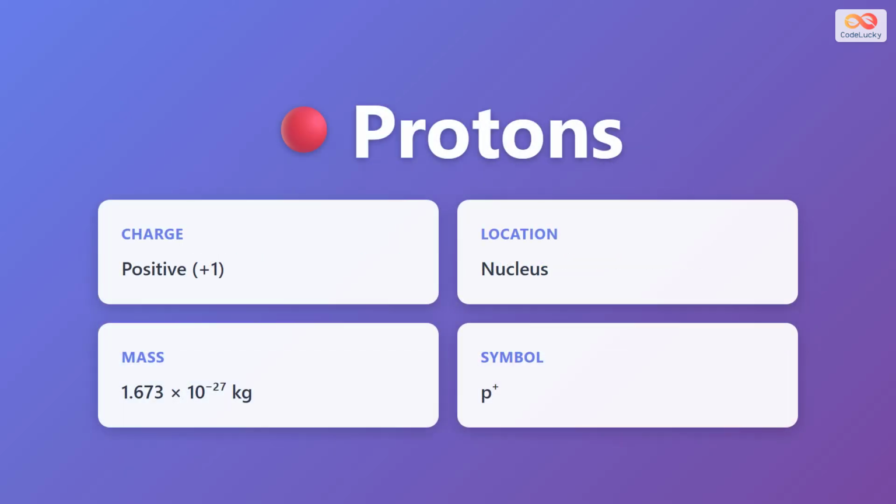Let's start with protons. Protons are subatomic particles that carry a positive electrical charge, which we represent as +1. They are located in the nucleus, which is the dense center of the atom. The mass of a proton is approximately 1.673 times 10 to the power of -27 kilograms. Protons are represented by the symbol P with a plus sign. The number of protons in an atom determines what element it is, making protons incredibly important for an atom's identity.